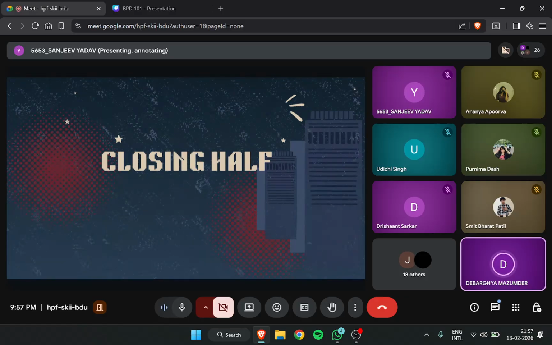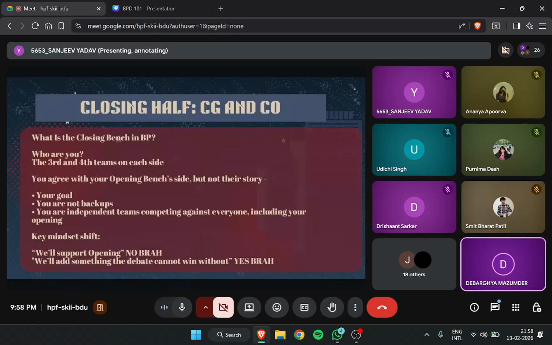Coming to the closing half, what do we understand when we talk about closing half? Simply the other two benches in a BPD, British Parliamentary debate. That means what is closing bench in a BP? You need to understand what your position is. Simply, you are the third and fourth team in the entire debate. That means now what your primary burden is.